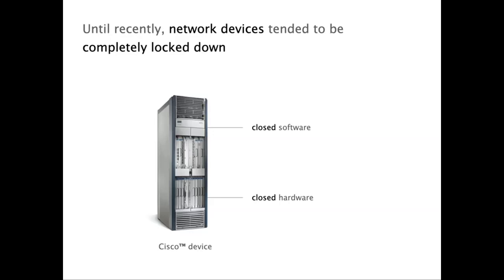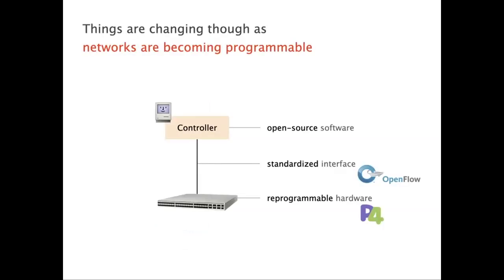So why is it exciting now in networking? It's because now the devices are completely open. What we have, and what we have more and more in modern networks, is open source software. Think of it like Linux for your network. So open source software, meaning you can of course modify it, running on top of standardized interfaces that are used in order to communicate with reprogrammable hardware.